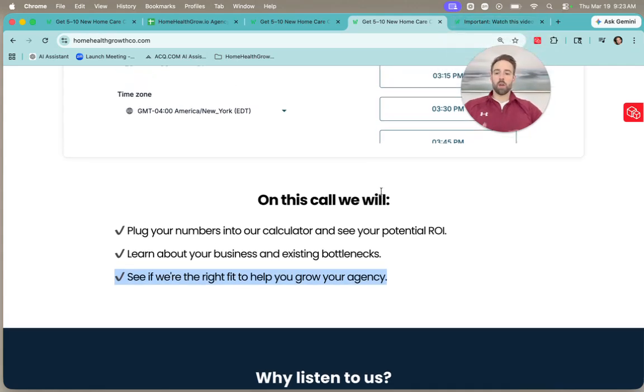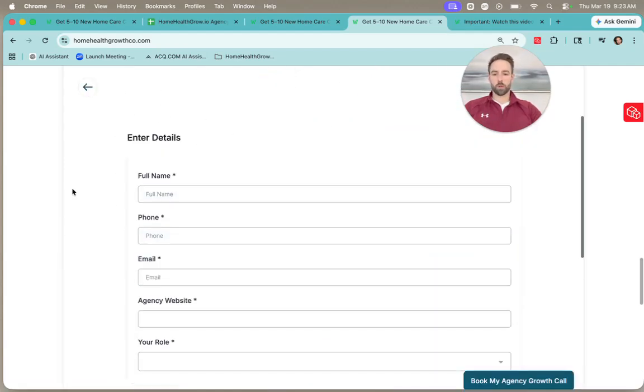Simple and easy. We're only doing this with another 3 agencies, so I don't know when you're going to see this, but if you're at all interested, book the call before the spots are filled. We're a small team, so we can only take on so many clients at a time. So book your call, and I'll see you on the other side.